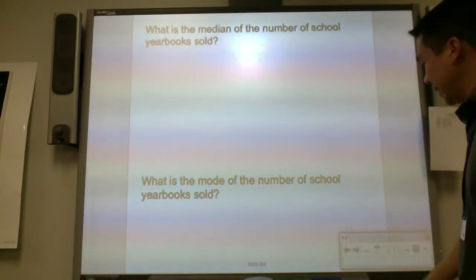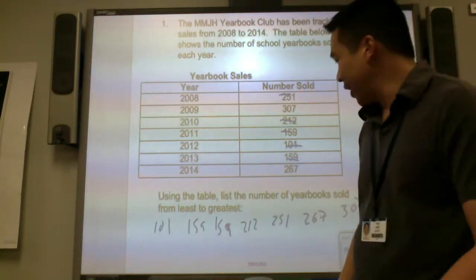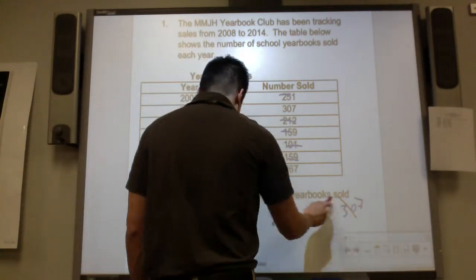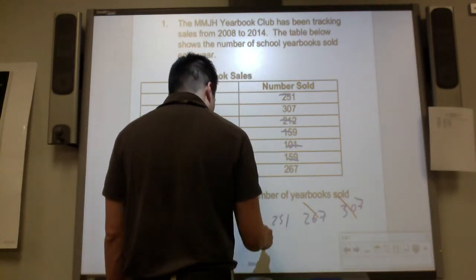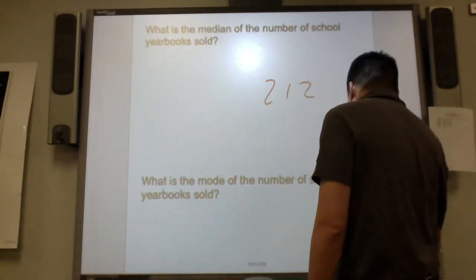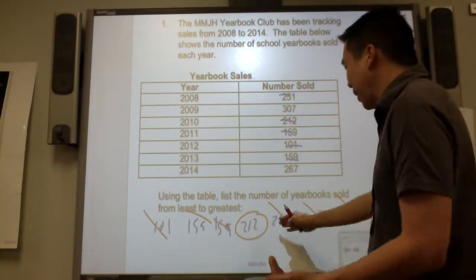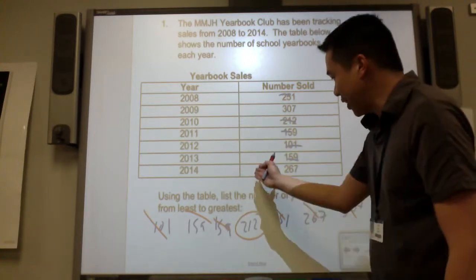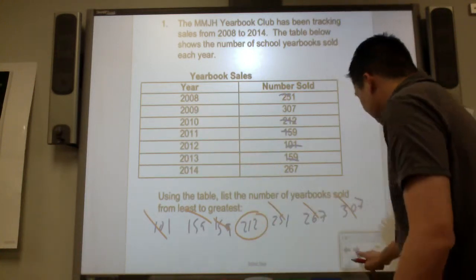What is the median? Median is the halfway point. So the way I do it is I cross out, cross, cross. What's going to be the halfway point of this? 212 is the halfway point. So what does that mean again? If it's the halfway point, that means half of the numbers are below and half of the numbers are above it. This is right here at 50 percentile.